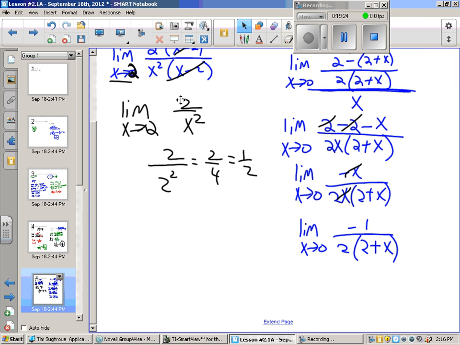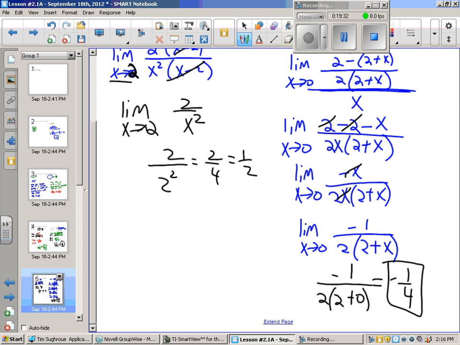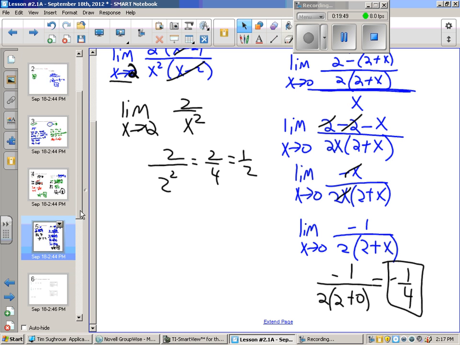Plug 0 in, and you get -1/4. There it is. That's the limit. It's tough to graph that particular one, especially on this smart view. It's tough to get all the buttons typed in, but you can check it out and see that you just get a removable discontinuity at the point 0, -1/4.